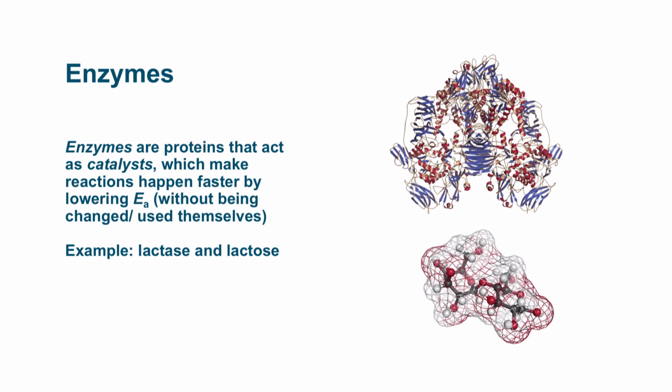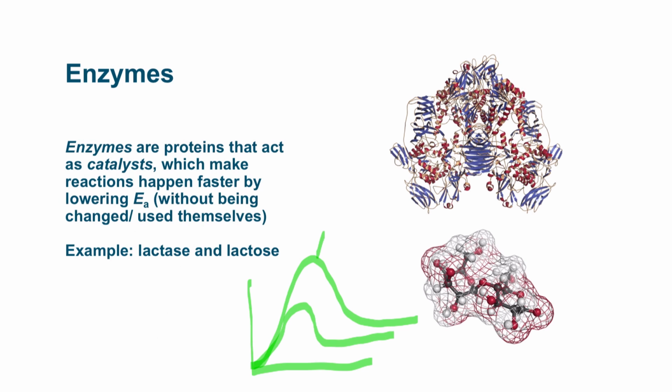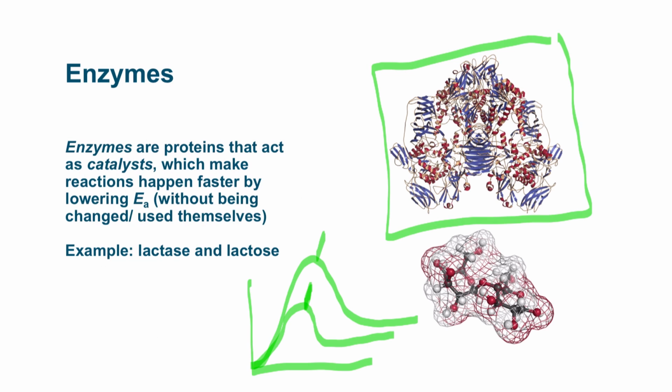Enzymes are proteins that act as what we call catalysts. And catalysts make a reaction happen faster by lowering the activation energy without actually being changed themselves. And so if we were to imagine another graph like the last one we saw, instead of the activation energy being high like this, with an enzyme it can be much lower, such as right here.